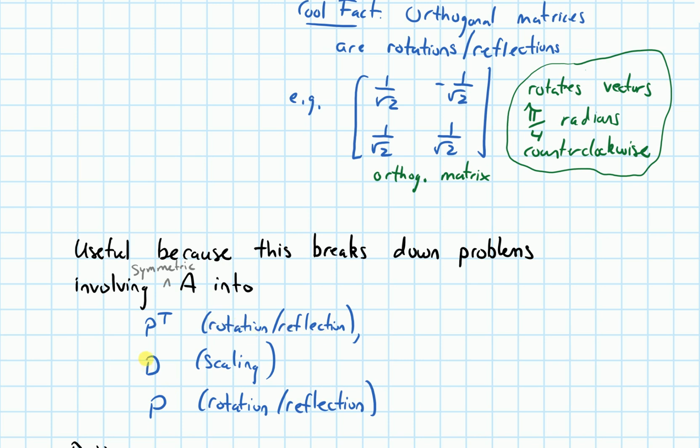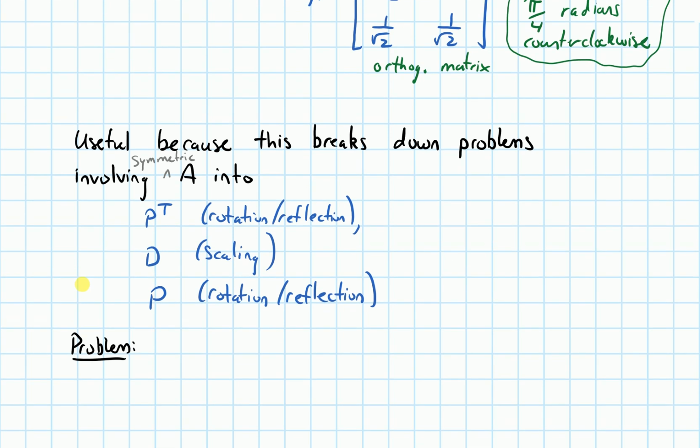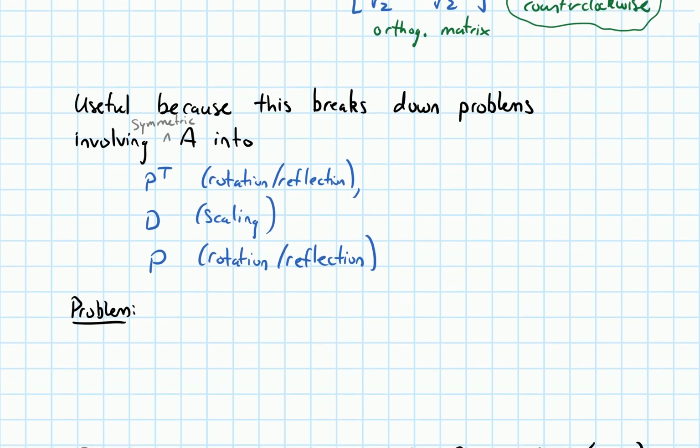And then D, the diagonal matrix, what that does is it scales vectors. It'll either stretch them or shorten them. So when we have a symmetric matrix, this is nice. It's useful sometimes to be able to think about what that matrix is doing in terms of these pieces. So the problem, though, in general, is the following. I want to state what the problem is in general now.